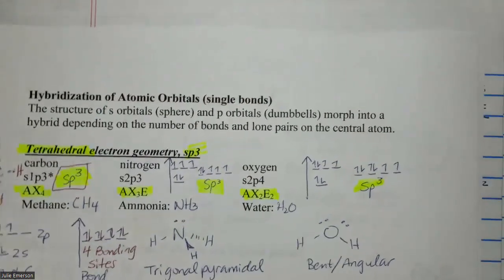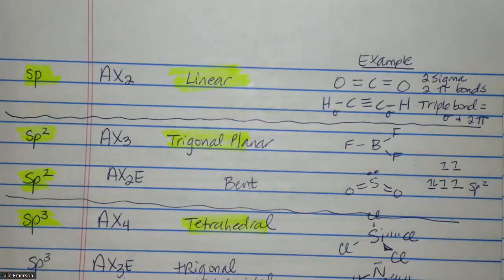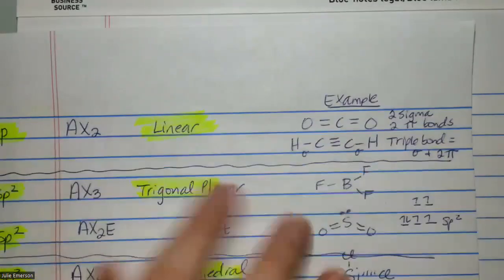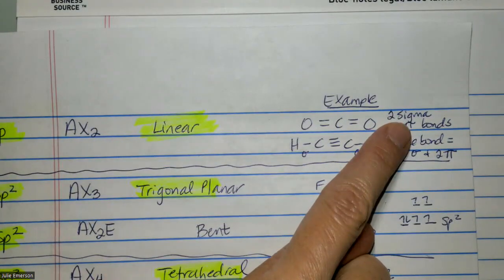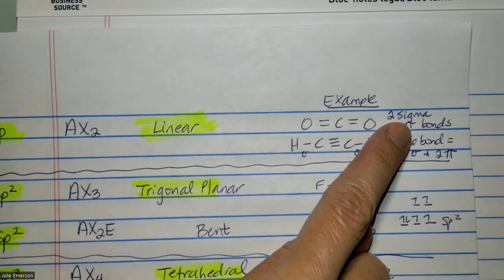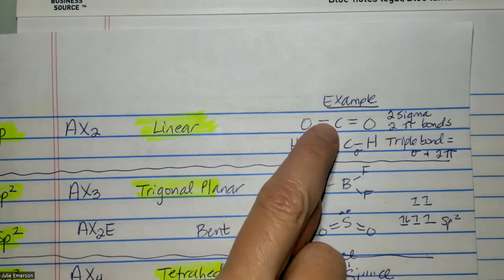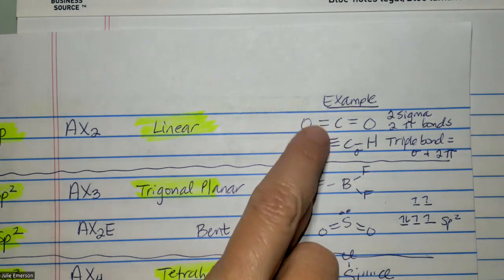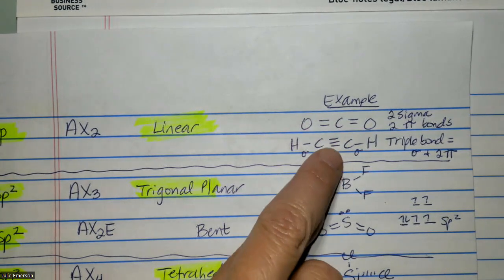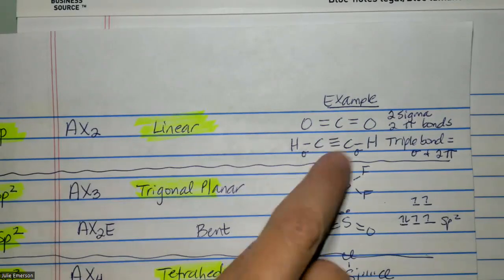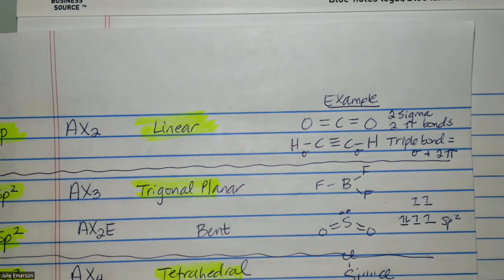The sigma versus the pi, that I also need you to know. Just remember, sigma means single. A pi is in addition to a sigma. So a double bond is a sigma and a pi together. A triple bond is a sigma and 2 pi's together, right? So that's what I need you to know about sigma and pi bonds. Other than that, I think that's everything.